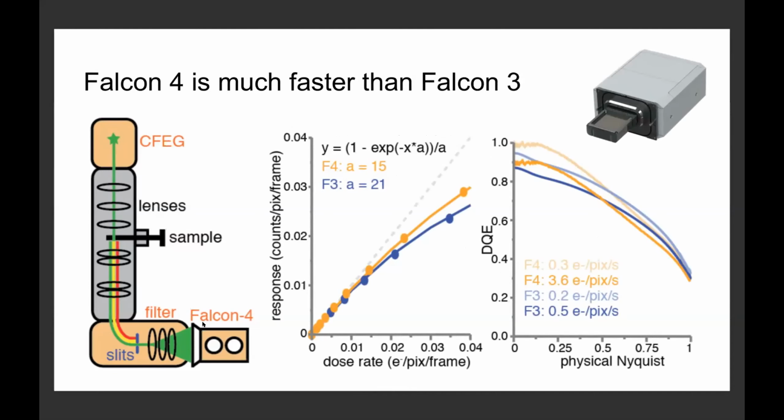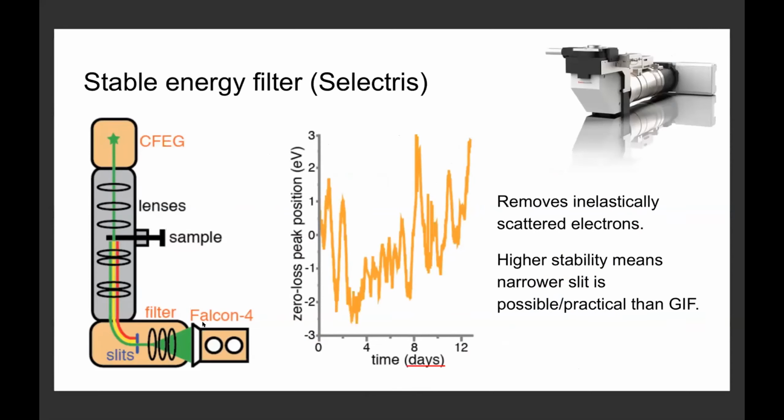Okay, so first, Falcon 4 has similar DQE to Falcon 3, but it runs much faster. In Falcon 3, you can collect only about 30 or 40 movies per hour. But in Falcon 4, you can easily go to hundreds of movies per hour. That means you can collect more particles and get higher resolution within a given machine time. The Selectris is a new energy filter that is more stable than existing ones. This higher stability means a narrower slit is possible and practical compared to existing technologies. By removing inelastically scattered electrons, you can get better contrast in the image.